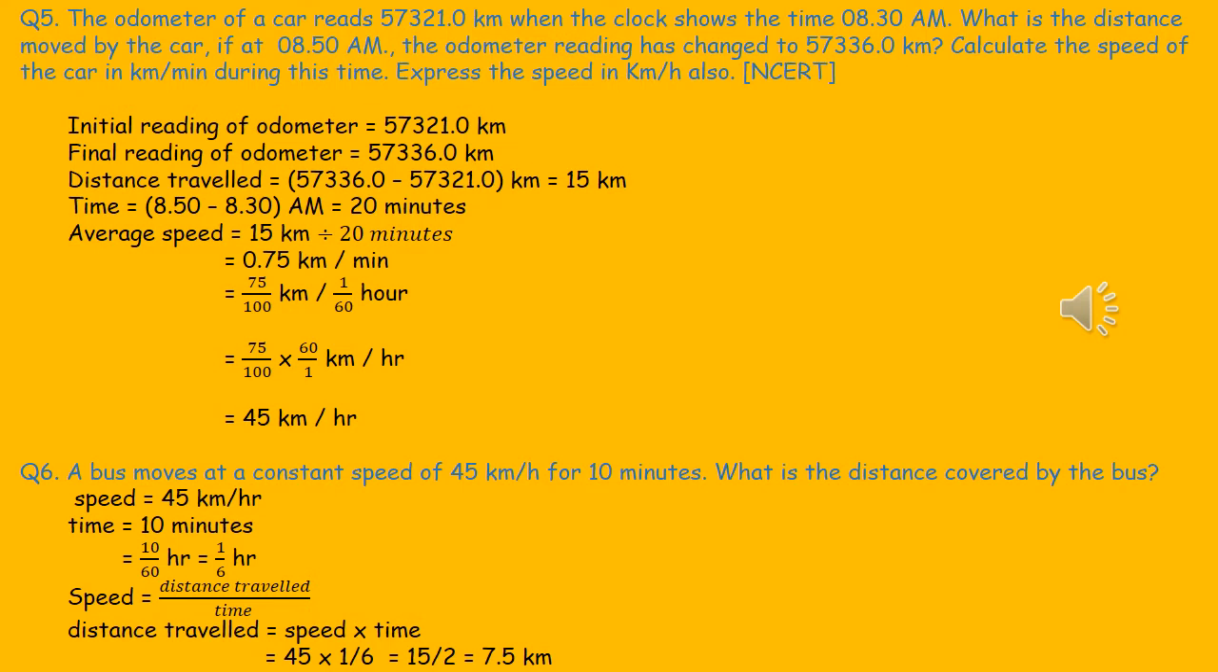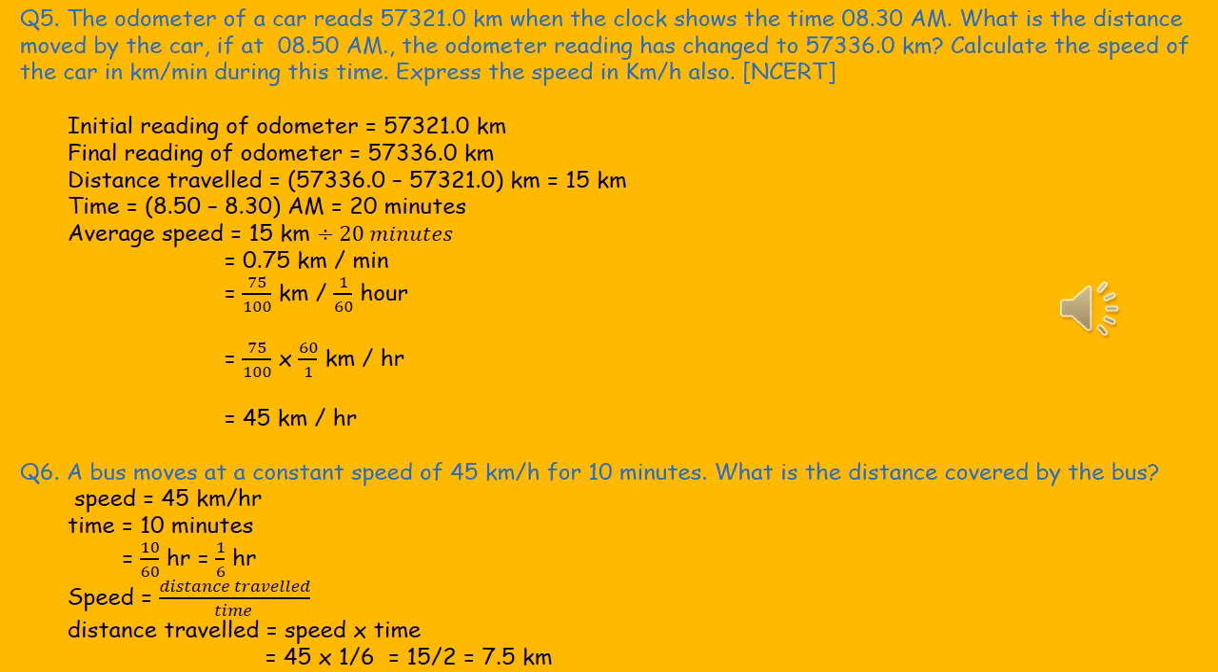Our next sum is also from NCERT. The odometer of a car reads 57,321 km when the clock shows time 8:30 am. What is the distance moved by the car if at 8:50 am the odometer reading has changed to 57,336 km? We have to also calculate the speed of the car in kilometer per minute during this time, and we have to express the final answer, that is the speed, in kilometer per hour also.